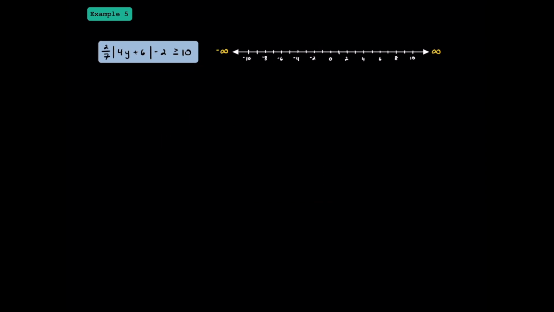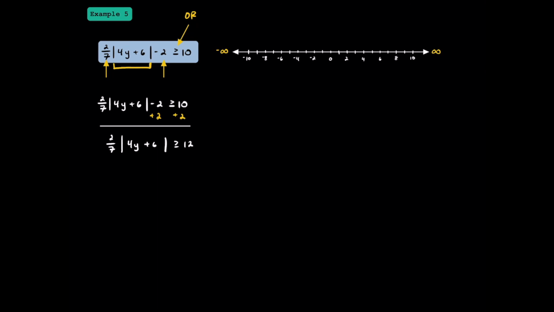Let's try example 5. First, we need to get this thing alone. And to do that, we'll have to get rid of this 2/7 and negative 2. And from the beginning, it looks like we're going to have an OR inequality. To isolate the absolute value, we're going to start by adding 2 to both sides. We'll have 2/7 multiplied by the absolute value of 4y plus 6 is greater than or equal to 12.